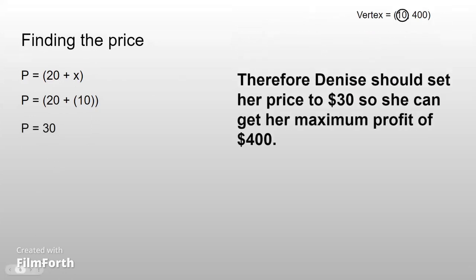Therefore, Denise should set her price to $30 so she can get her maximum profit of $400. That's it. That is the end of the question. We have figured it out.